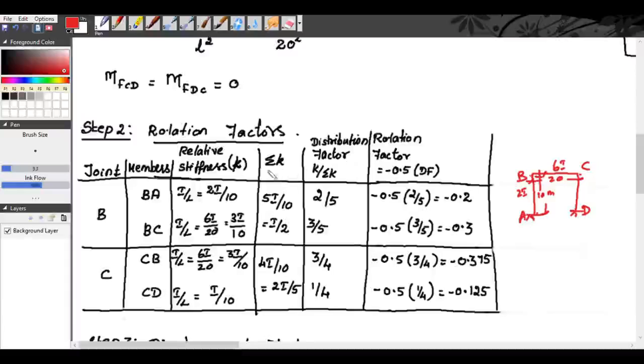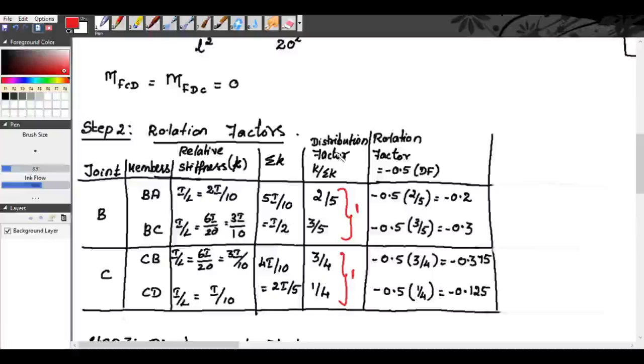Now, we will determine the distribution factor. Distribution factor is equal to K by sigma K. So, distribution factor for BA is 2I by 10 divided by 5I by 10. We get 2 by 5. Similarly, 3I by 10 divided by I by 2, we get 3 by 5. Similarly, you can calculate the distribution factor for joint C. We get 3 by 4 and 1 by 4. Now, if you add this, you should get 1.